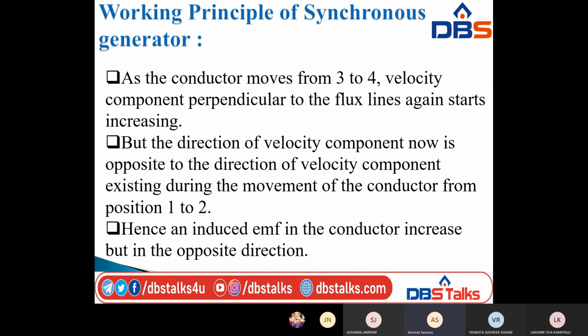So if you observe, whenever the conductor moves from position 1 to position 2, the maximum EMF occurs in the positive direction. But whenever the conductor moves from position 3 to position 4, the EMF is increasing but in the opposite direction, that is in the negative direction. That's why we have the sine wave. At position 1 we have 0, and as the conductor moves from position 1 to position 2, we have the maximum, and after that, as the conductor moves from 2 to 3, the induced EMF is 0, so a half sine wave will occur.